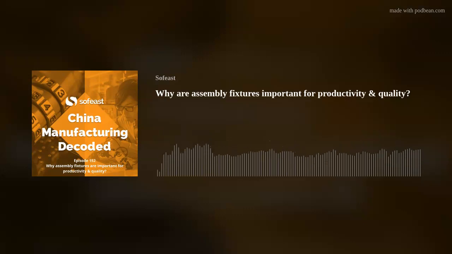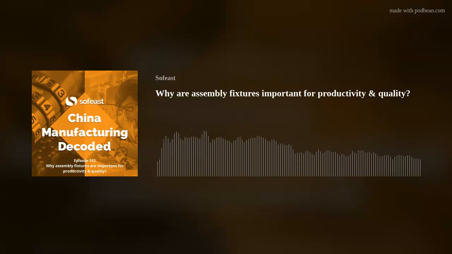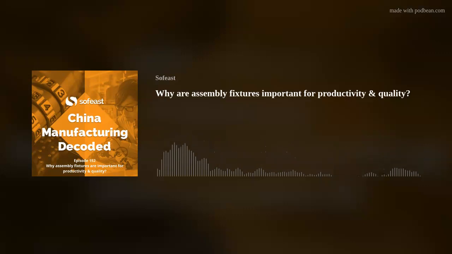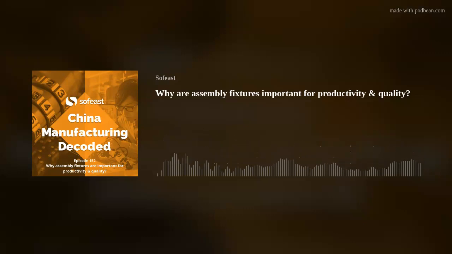But yeah. Okay, so today's topic, it's episode 152, by the way, is why assembly fixtures are important for productivity and quality. So looking into different kinds of fixtures, actually we'll also talk a little bit about checking fixtures as well, as they are not exactly the same, and that will come on later in the podcast. So to kick it off, let's examine what assembly fixtures are and what role they play in production, please.